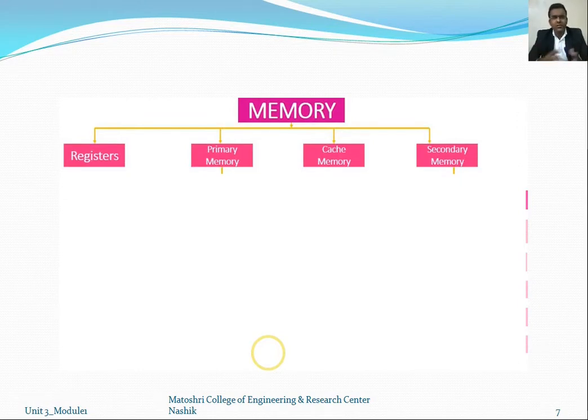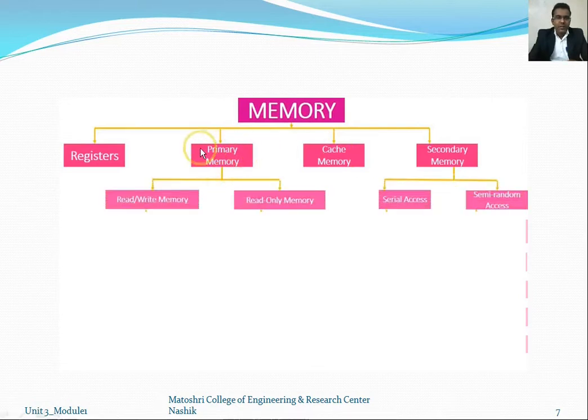So that's why register is one form of memory. Second one is the primary memory. Third one is the cache memory and secondary memory. Secondary memory we already use in our own days, like a CD, floppy, DVD. But this primary memory is classified as read-write memory and read-only memory.